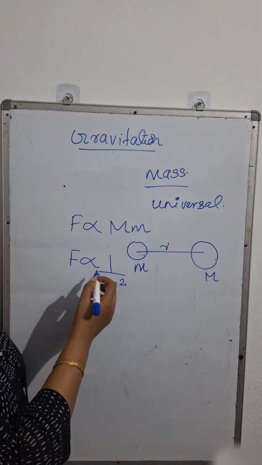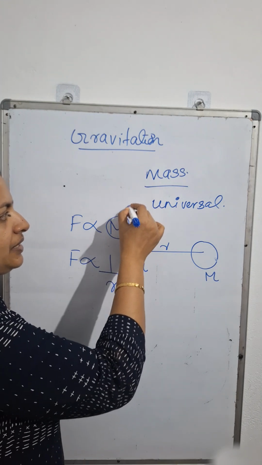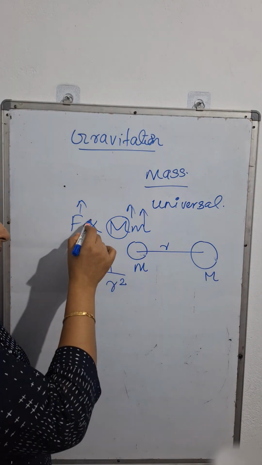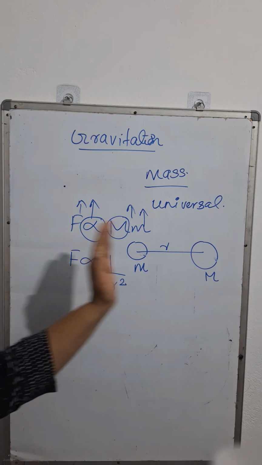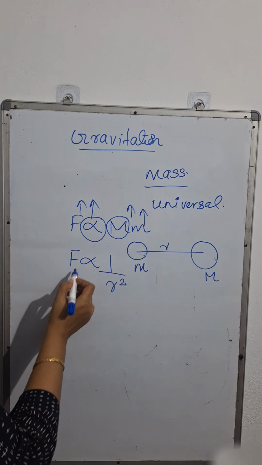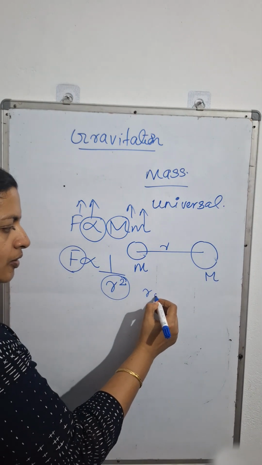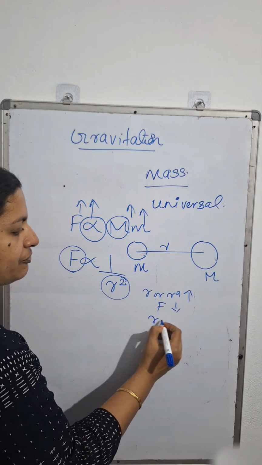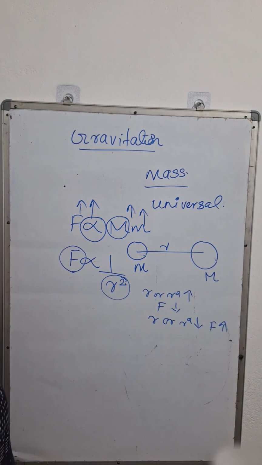Okay. So what happens? F directly proportional to product of masses means if m increases, F also will increase. If M increases, again the force will increase. That means they are directly proportional. If one quantity increases, the other quantity also increases. What does inversely proportional mean? When r or r square increases, F will decrease. And when r or r square decreases, F will increase. That is what inversely proportional means.